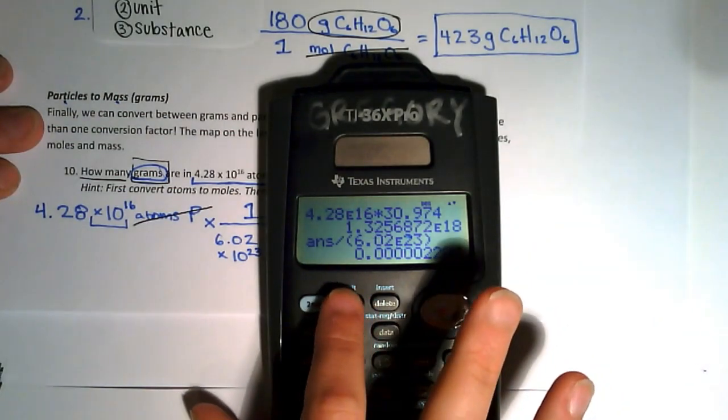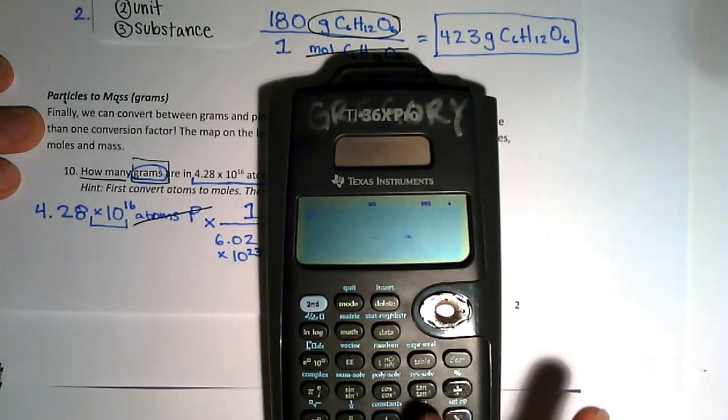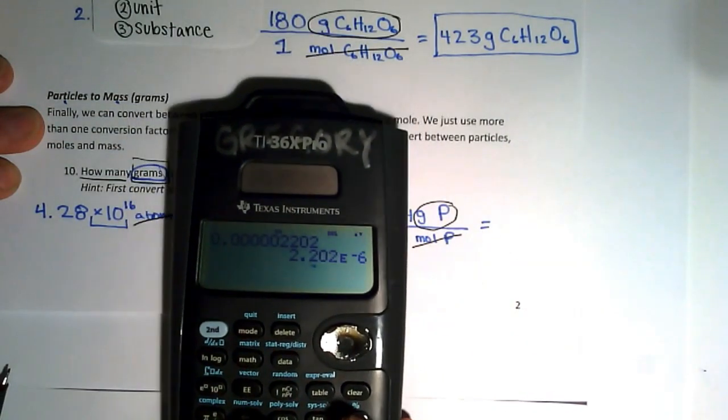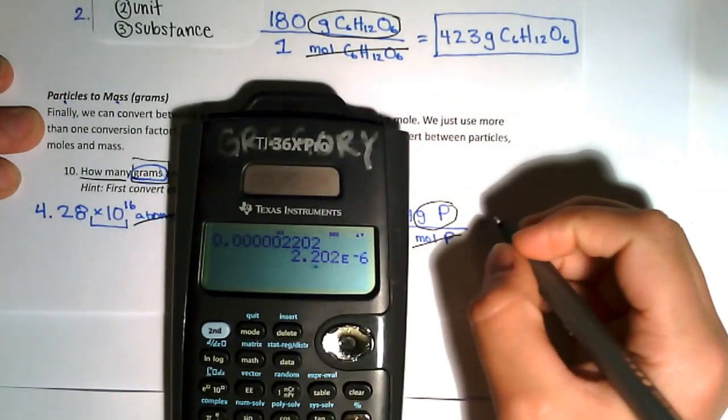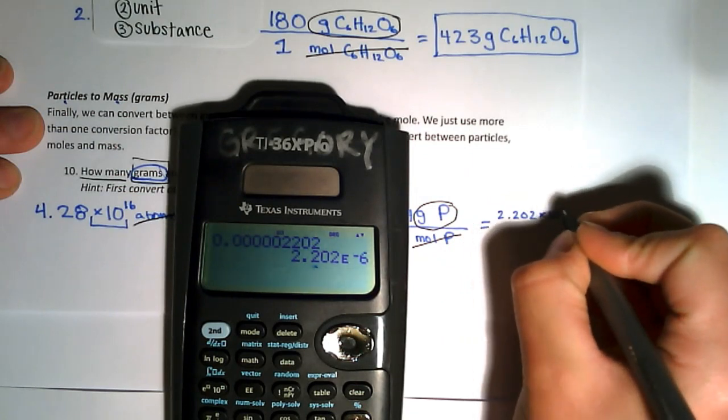And to make my life easier, I'm going to switch my calculator into scientific mode so I don't accidentally mess up counting my zeros. So this is 2.202 times 10 to the negative 6.